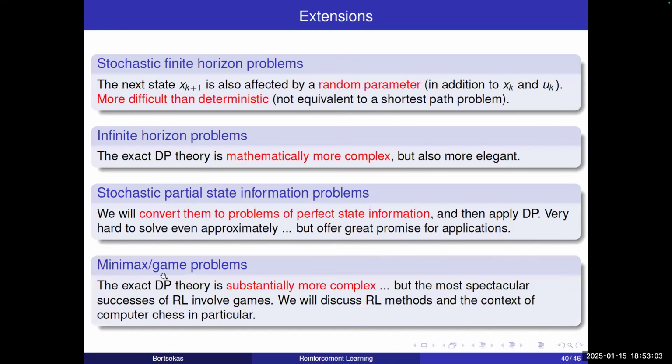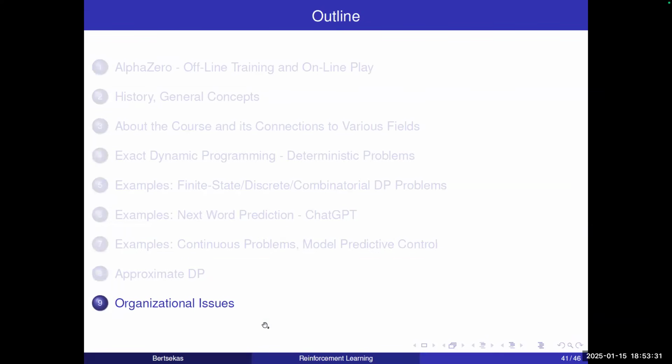We will also consider minimax and game problems. The exact game DP theory for this class of problems is substantially more complex. But the most spectacular successes in recent years of reinforcement learning involve games. We will discuss RL methods in the context of computer chess, and we will showcase how the methods developed here can apply.